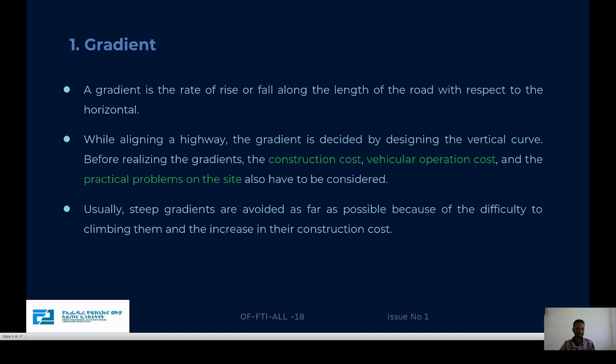The gradient is the rate of rising or falling along the length of the road with respect to the horizontal. This gradient is very important to decide when designing vertical curves. An increase in gradient is related to construction cost. For example, if the grade is very steep, the construction cost will increase because additional selected material is needed, and the operating cost will also increase.